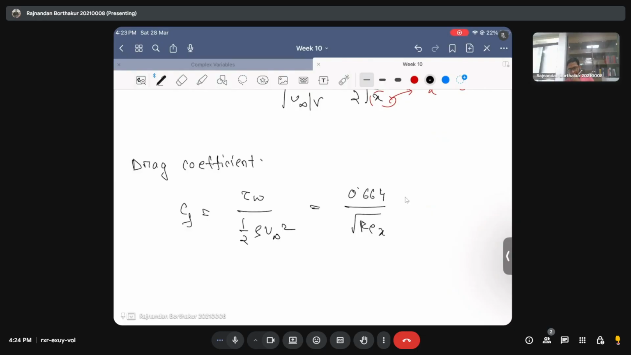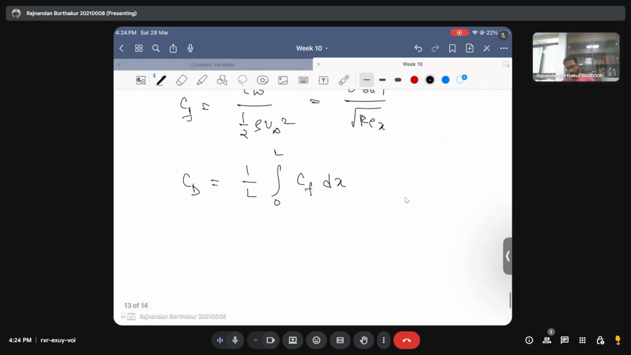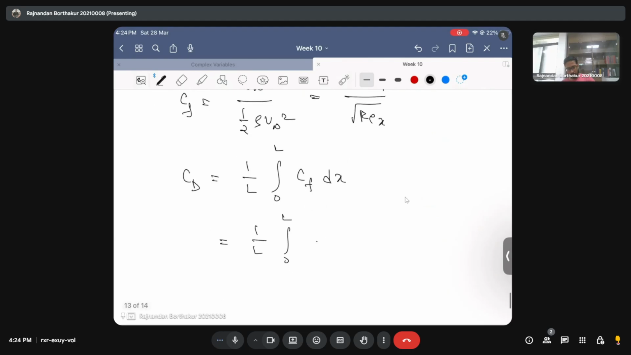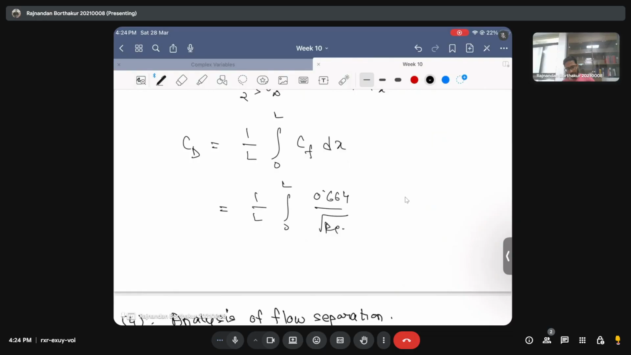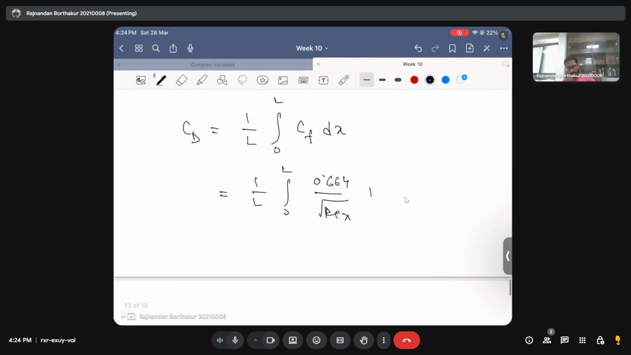Now your drag coefficient is actually equal to 1 upon L. So this is an important result. It is kind of an area average of the skin friction coefficient. So it is 1 upon L, integral 0 to L, C_f dx, basically. That's your drag coefficient. And we know that it's 1 upon L, integral 0 to L of C_f, which is equal to 0.664 times square root of Re_x, dx.